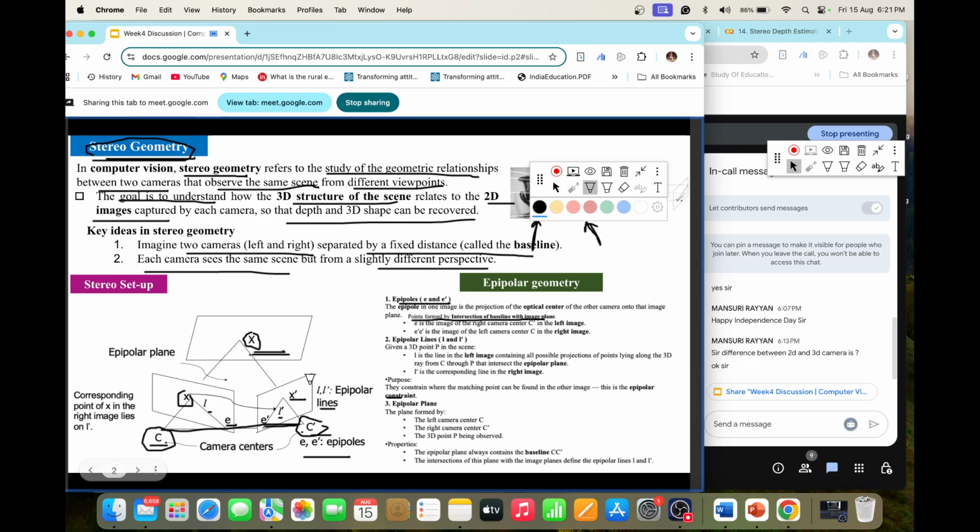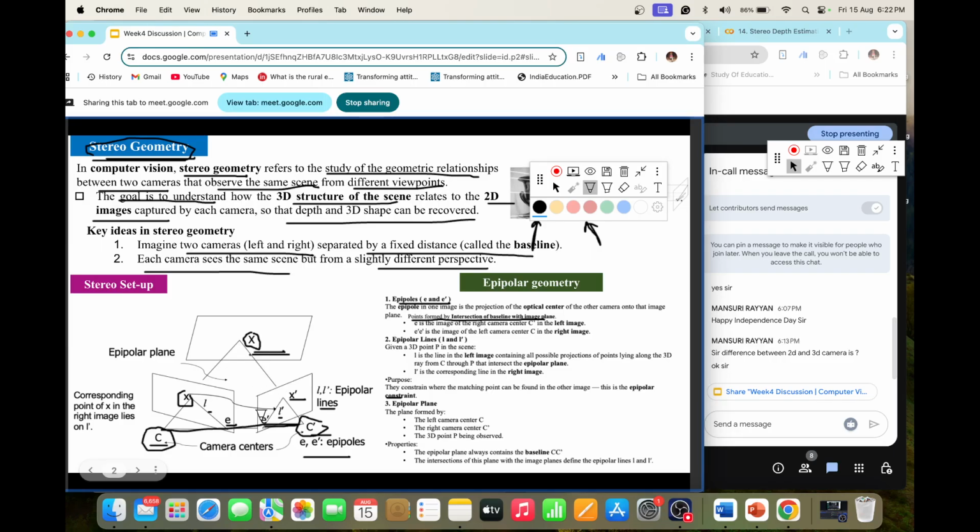Now there is another definition of the epipole. The epipole in one image is the projection of the optical center of the other camera onto that image plane. What that means is, E is the left epipole. So E is the image of the right camera center C dash in the left image plane. Similarly, E dash is the right epipole.